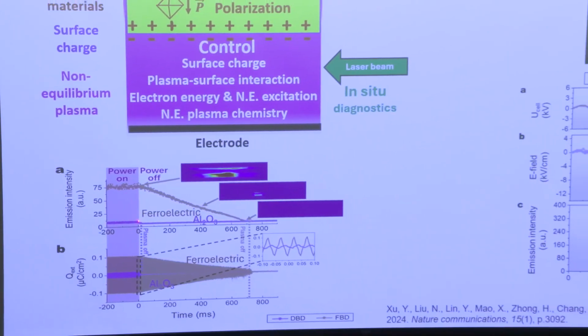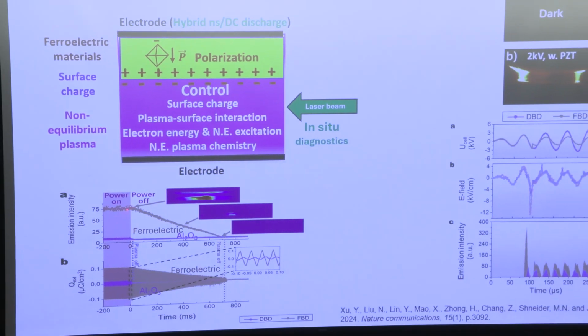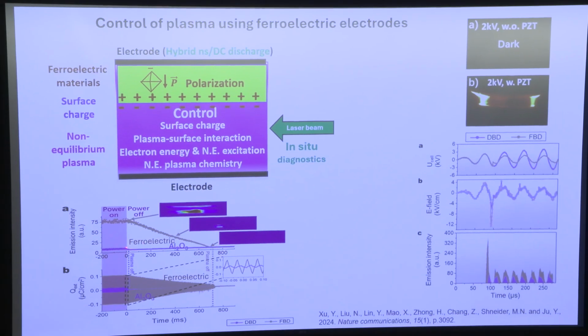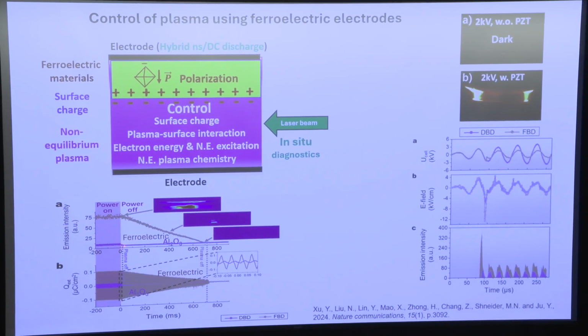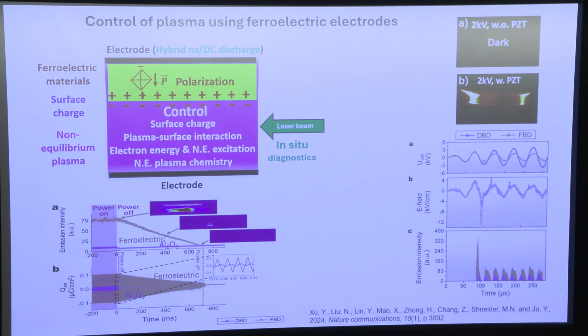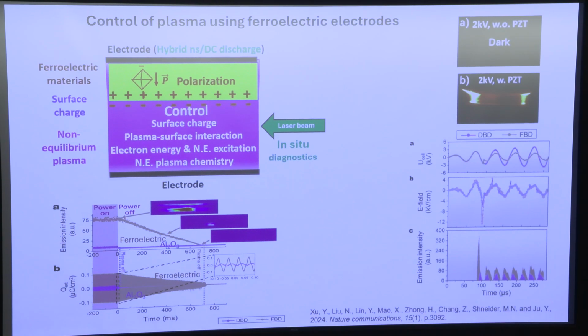Now, a more interesting thing is that after the breakdown happens, if we cut off the power, there's a lot of surface discharge because of the ferroelectrics. You can see that the emissions in the plasma continue to decay, but without ferroelectrics, everything will stop very quickly. You can dramatically extend the afterglow because of the surface charge. So this gives you a wonderful idea on how to control plasma to understand the chemistry.